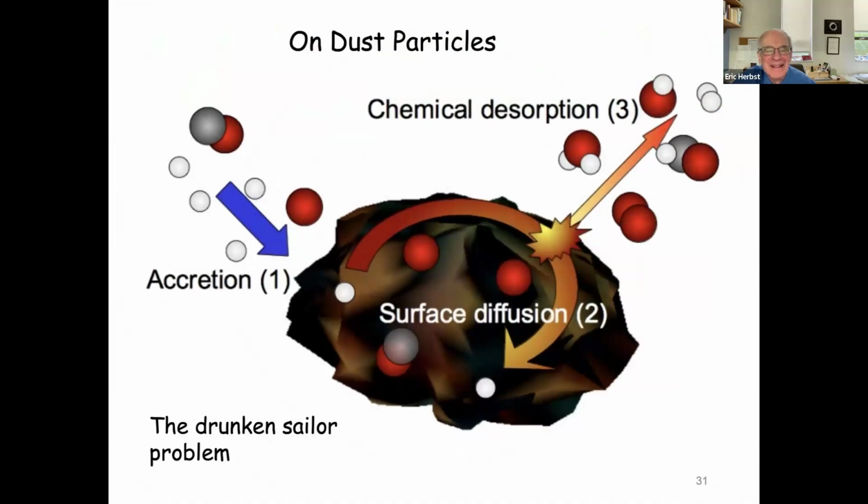Now, here's a very cute picture showing what happens when molecules or atoms come down to grains. They move around in very random patterns. And then eventually some of them collide and stick, and then perhaps they heat up and go back into the gas phase.